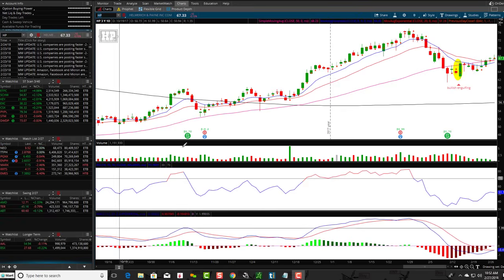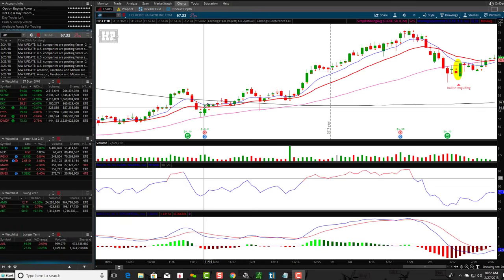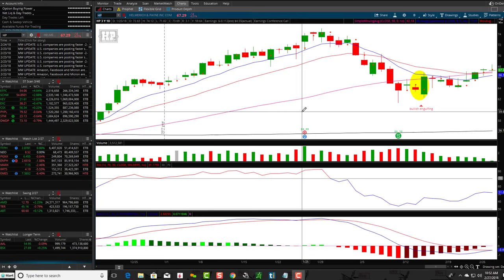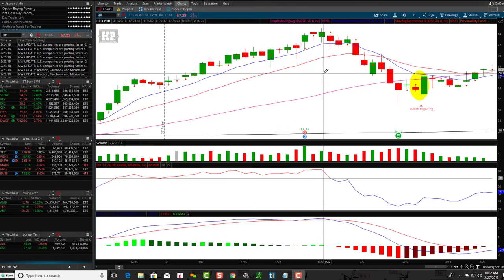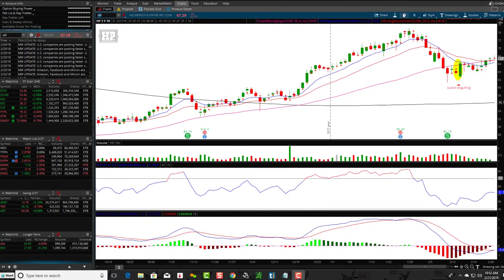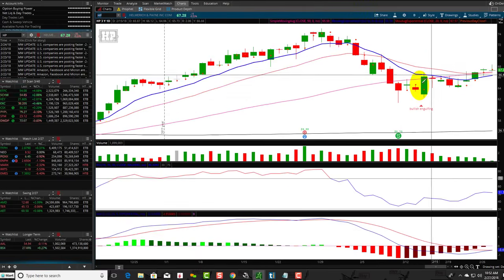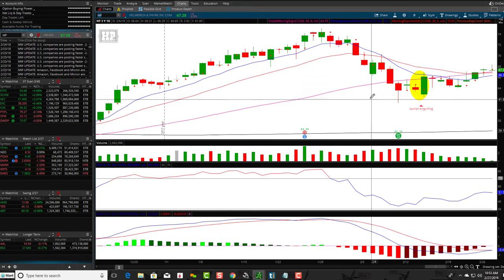All right, let's take a really good look at one with HP. Really great textbook looking bullish engulfing pattern. As you can see here, price is falling. Look at that small little red candle, big green engulfing candle. And as you can see, price is starting to potentially reverse. This is a really nice looking bullish engulfing. That's a really perfect one as well.